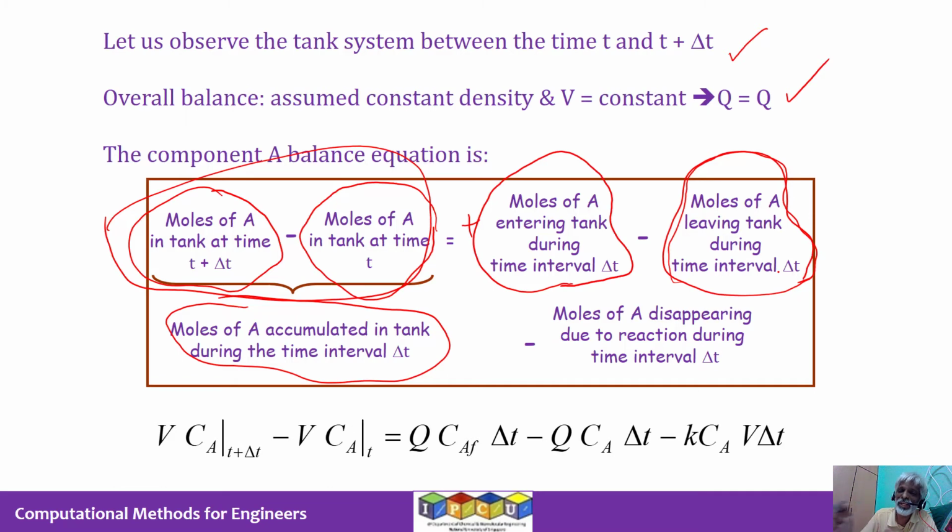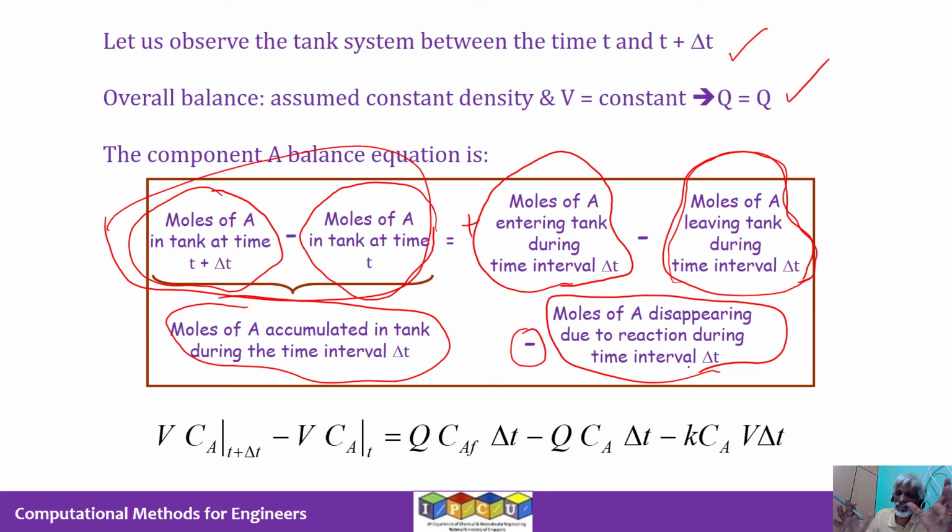Now A also gets converted to B, and therefore there is a loss or consumption of A. So this is the first time we have noticed a consumption term in our models. Because A is consumed, it is kind of like A is leaving, right? So we have a minus sign for that, and we have moles of A disappearing due to the reaction during the time interval delta t.